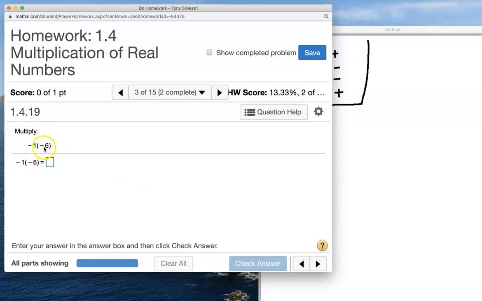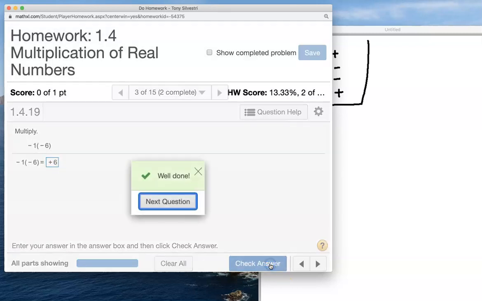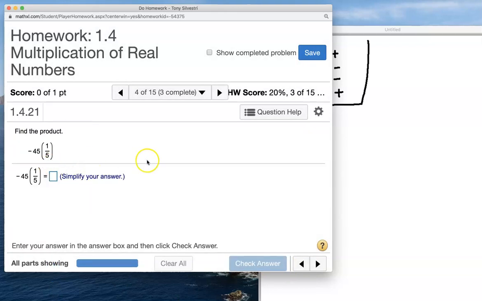Okay, so here we have two negative numbers. Negative 1 times negative 6. Remember, when you have the same signs, you have to have a positive. Positive. 1 times 6 is 6. Now, you really don't need the plus. It'll take it, but that plus is not necessary.